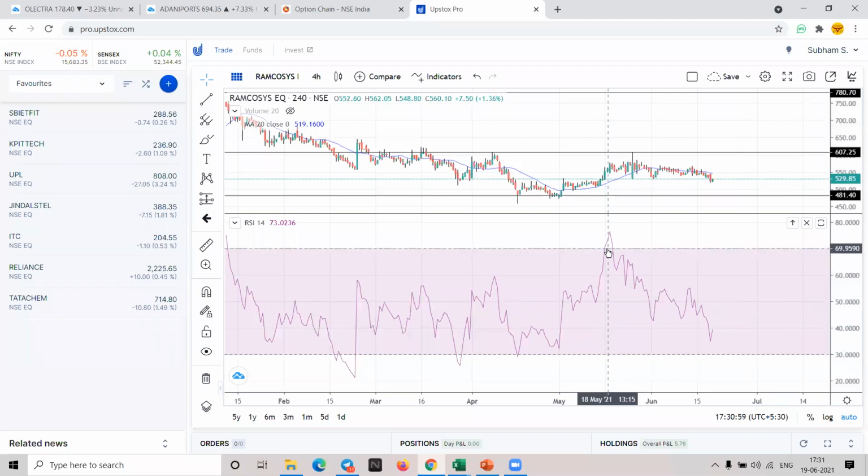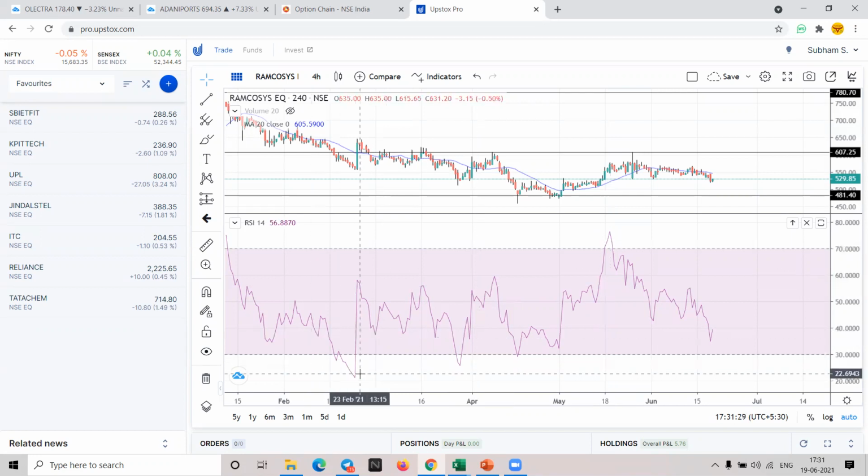When this RSI value is above 70, like in this case, just look at the values here. In this case, the RSI value went up till 76. What experts say is, when the value has reached above 70 in some particular stock, that means it is in the overbought zone. That is, overbuying has happened in that, and that particular share can come down. That is how they look at it.